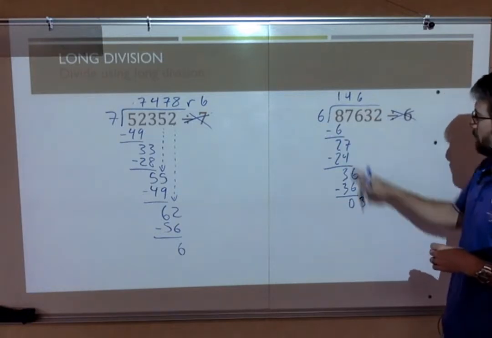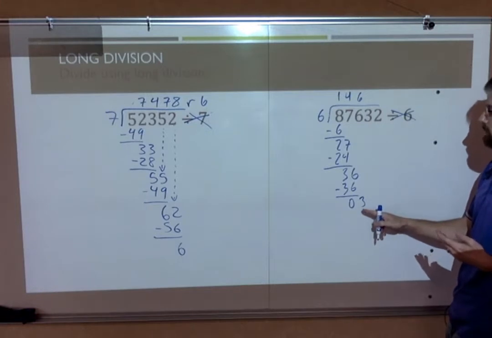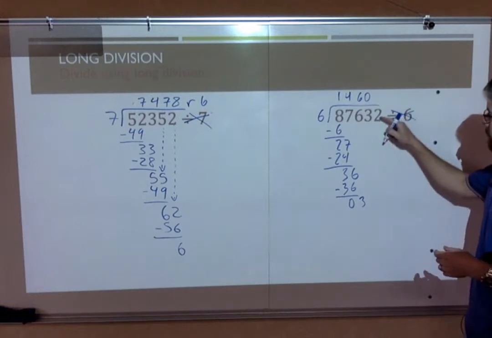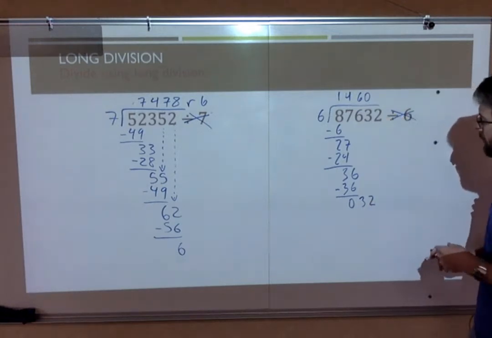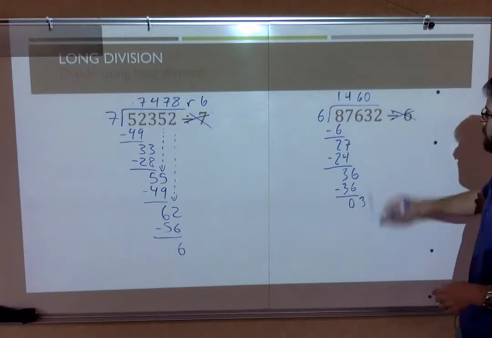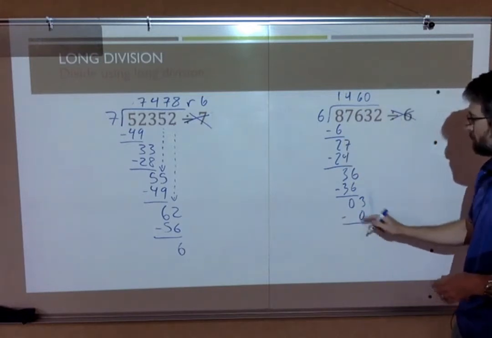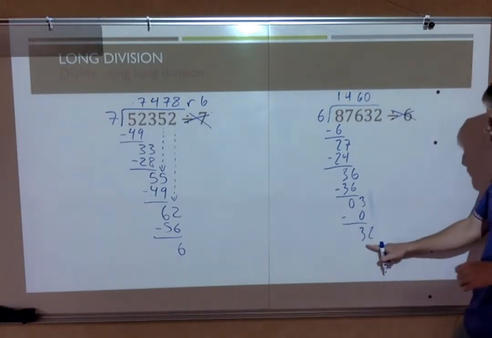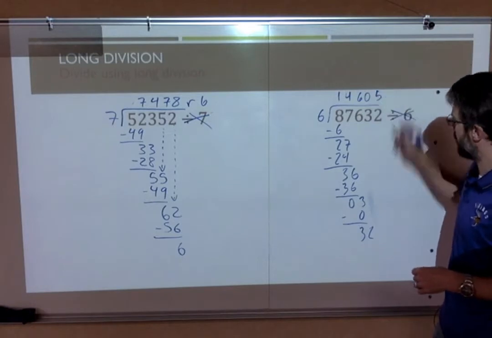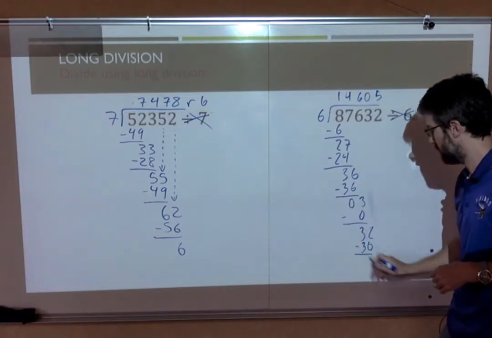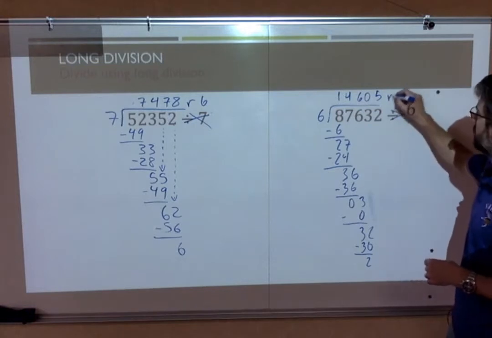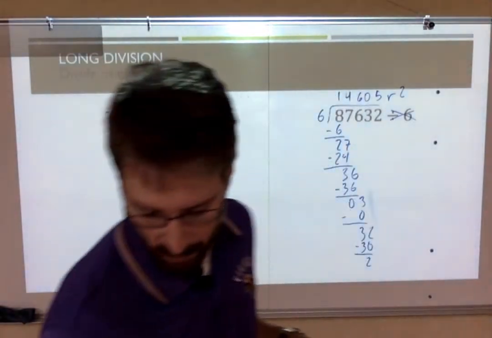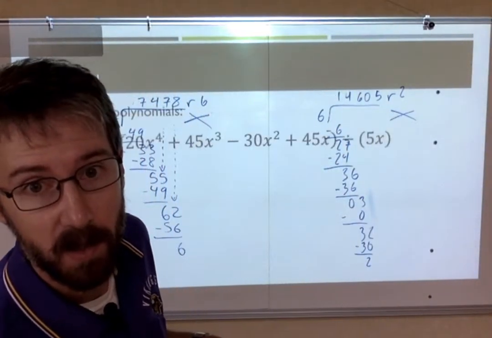Now 6 doesn't go into 3 evenly at all. So that gets a 0 above the 3, and then we'll bring the 2 down and we'll divide again. Or we could say 0 times 6 is 0, so 3 minus 0 is 3, and then bring the 2 down. It doesn't really matter. Then 32, 6 goes into 32 5 times. 5 times 6 is 30. And we've got a remainder of 2. Or we could put it as 2 over 6 and reduce the fraction, whatever. It doesn't really matter. All right, so how does this look for polynomials?